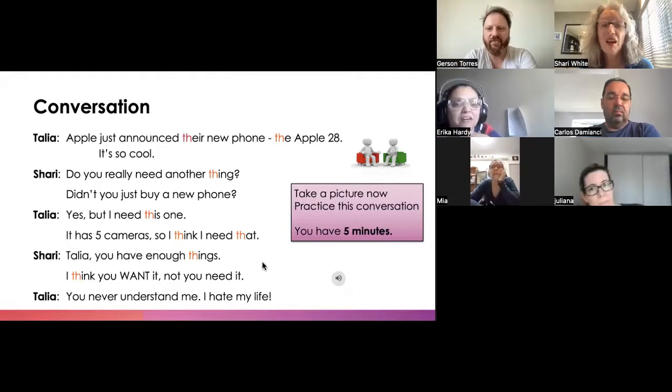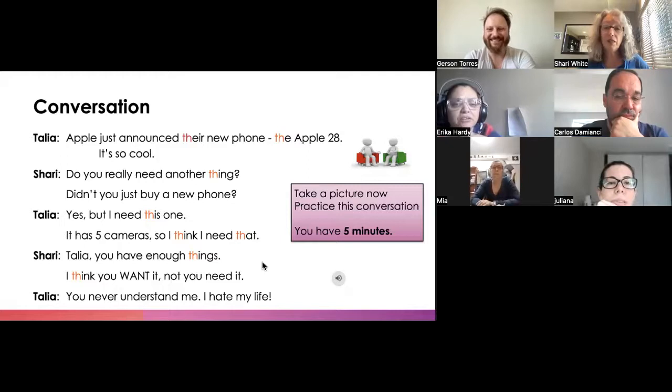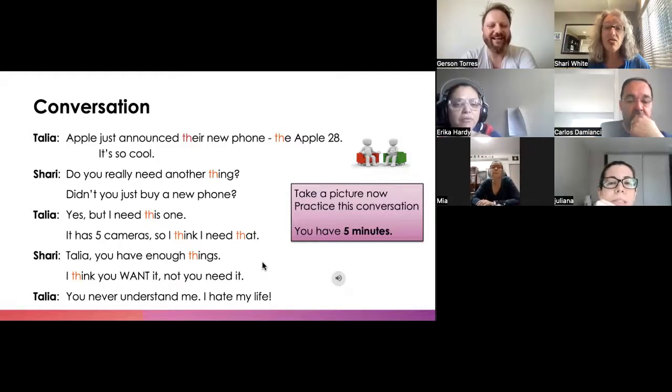This one. It sounds like this, right? This. Your tongue has to go out farther, Jarson. That's right. I know it's going to feel weird. Yes, but I need this one. Yeah, better. It has 5 cameras, so I think I need that. That.